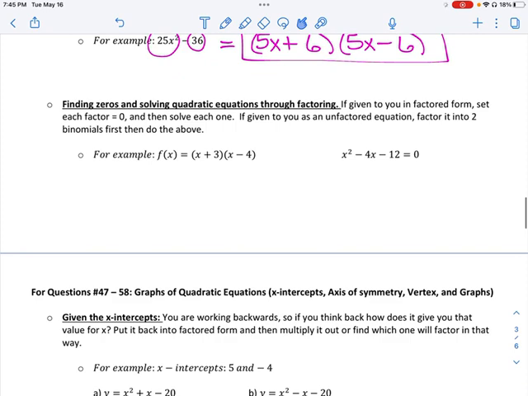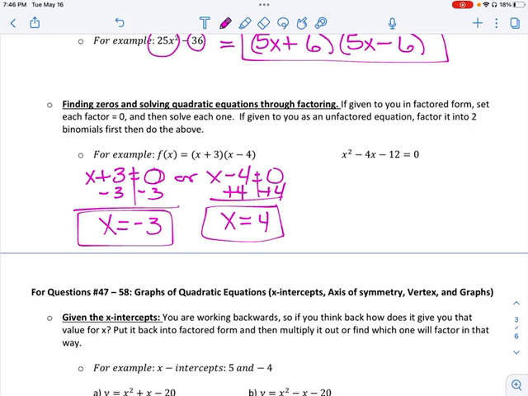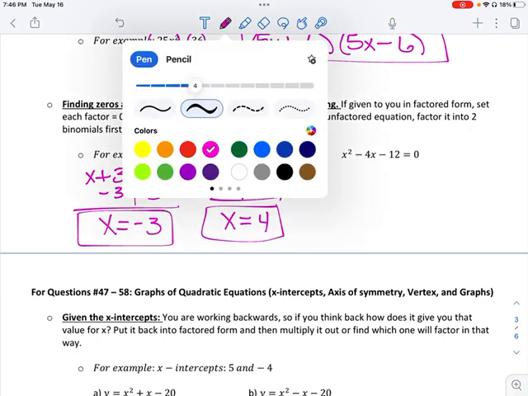All right, now how do we find our zeros, whether already in factored form or needing to be put in factored form? The first thing we're going to do, if it's in factored form, is take each of our factors and set it equal to 0. And then we simply solve it. So here I'd minus my 3, and that's going to give me x equals -3. Here I'm going to add my 4, and that's going to get me x equals 4. So my solution here would be x equals -3 or x equals 4.